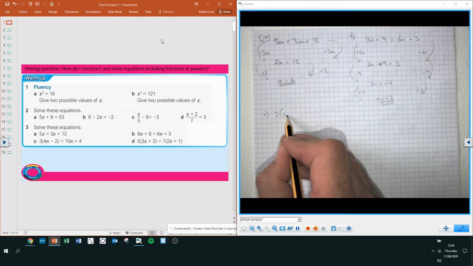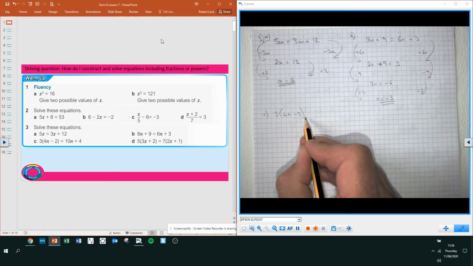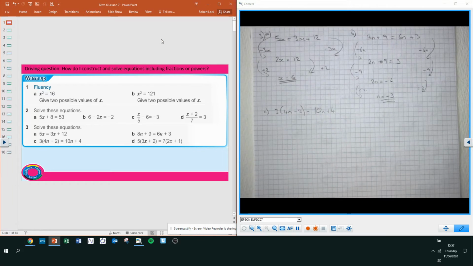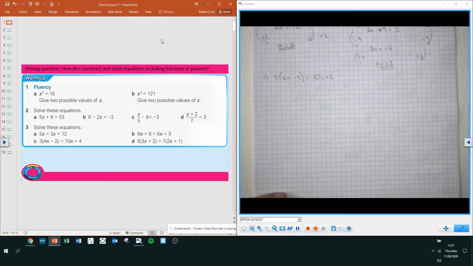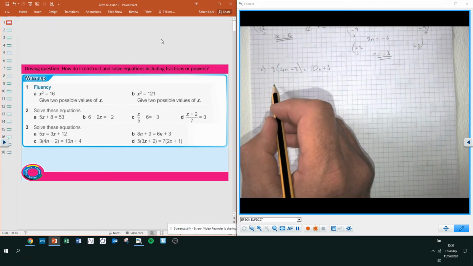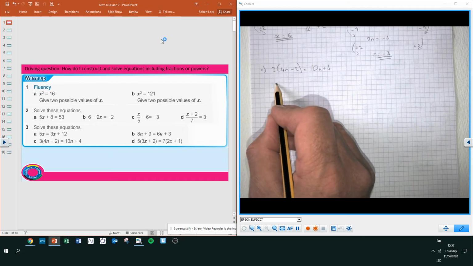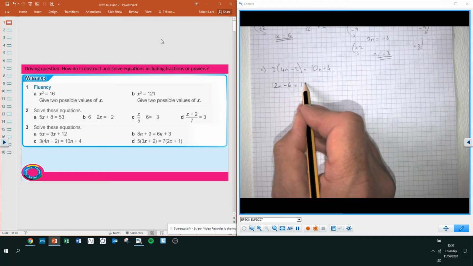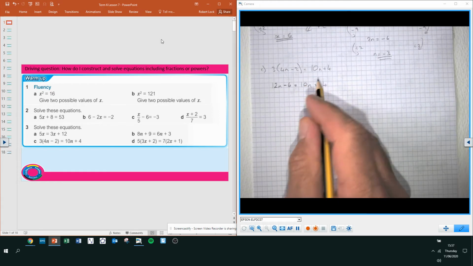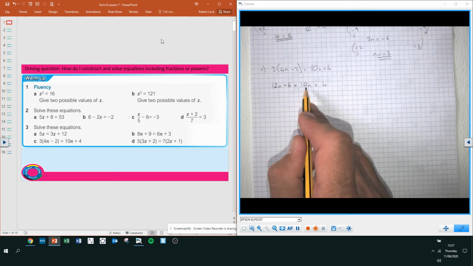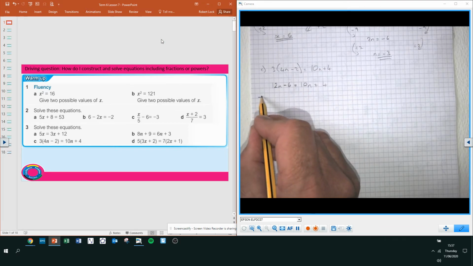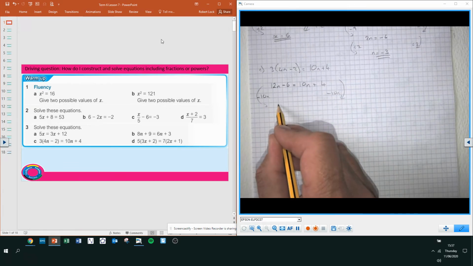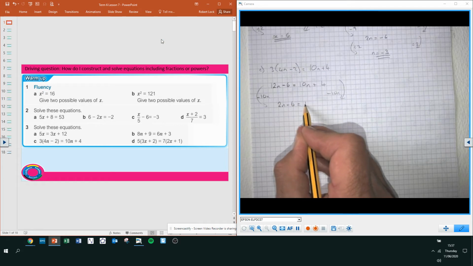3 bracket 4n minus 2 close bracket equals 10n plus 4. Multiply the brackets first. 3 times 4n is 12n. 3 times minus 2 is minus 6 equals 10n plus 4. Smallest number of letters are this side, so we can take them away from both sides. Minus 10n. That makes 2n minus 6 equals 4.